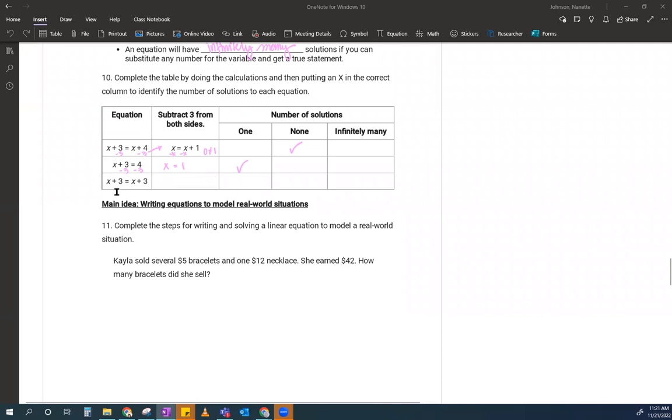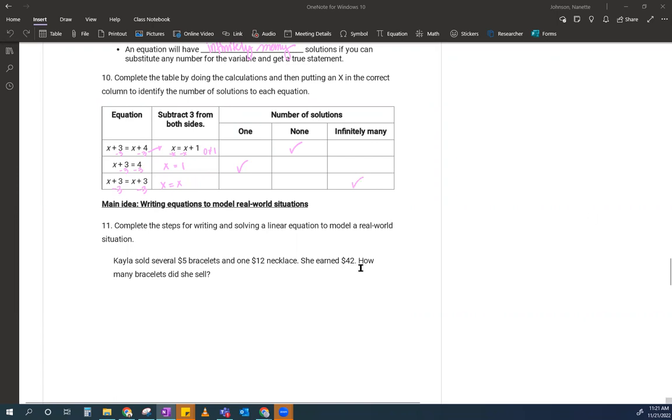Let's try this one. I'm going to subtract 3. I'm going to subtract 3. So I get x equals x, which sounds like a funny statement, right? One is, what number could you put in this equation that would make this true? Well, if I put a 4 here, it'd say 4 equals 4. Well, if I put a 10 here, it would say 10 equals 10. So this one is infinitely many solutions because look, this is a true statement.